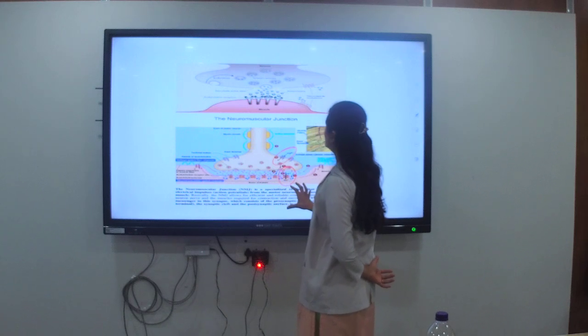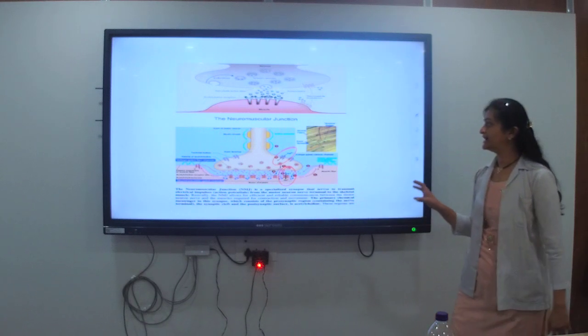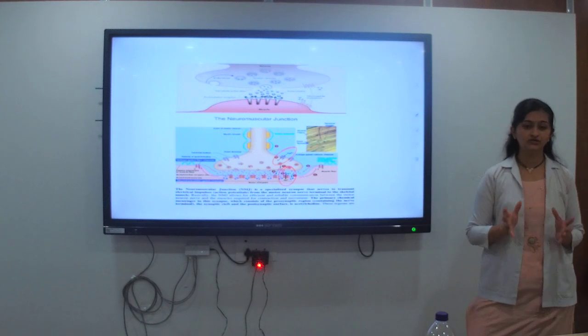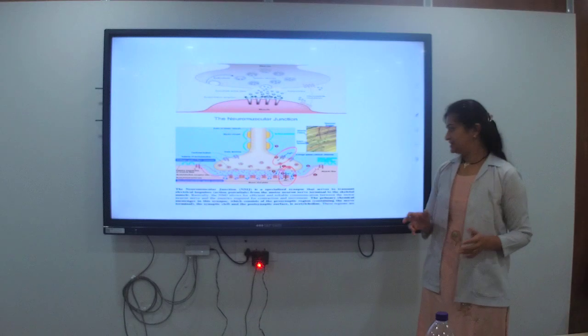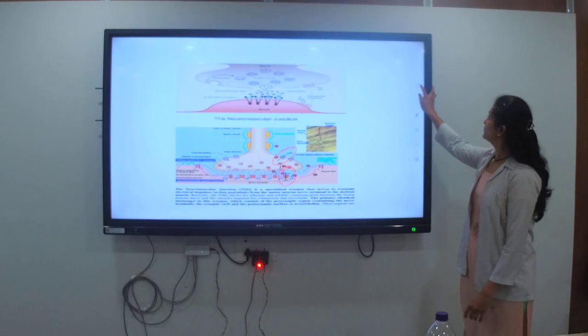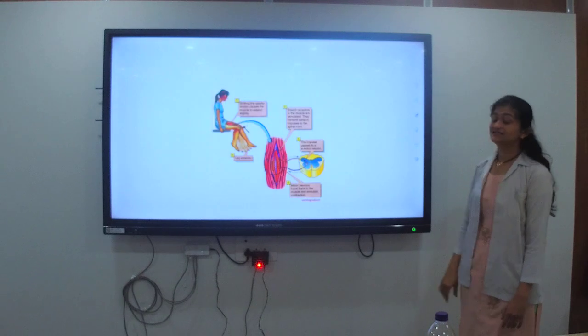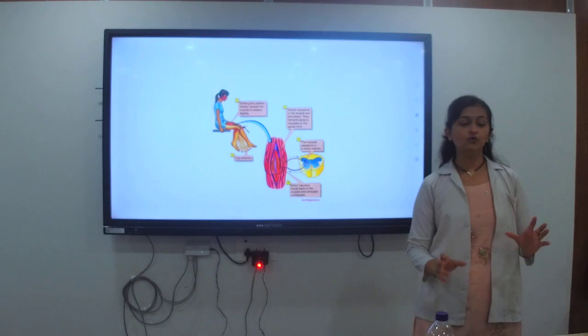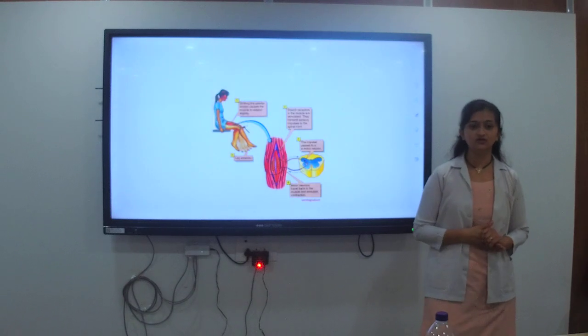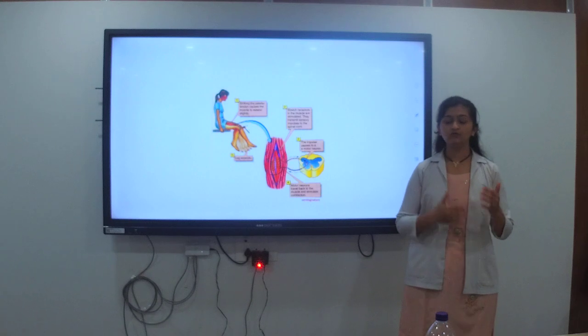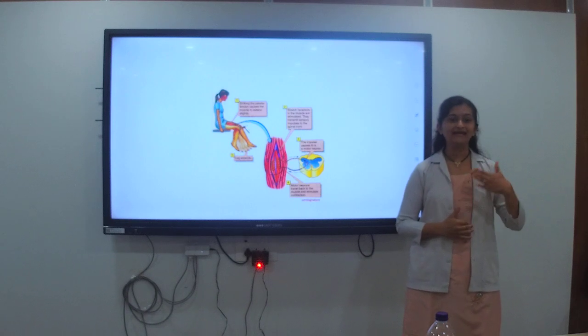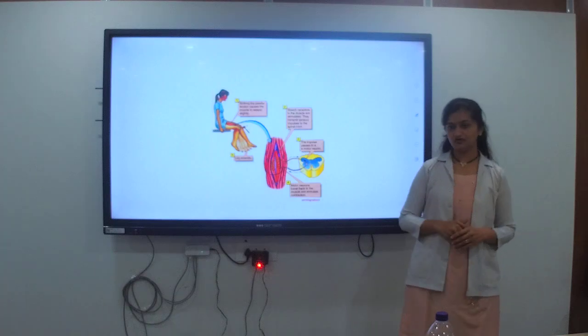So these are all the chemical processes occurring at the neuromuscular junction to produce the neuromuscular coordination. This is what happens at the cellular level. This is the physiology of the neuromuscular coordination, that is, how and what happens and what steps are carried out to bring about the coordination.